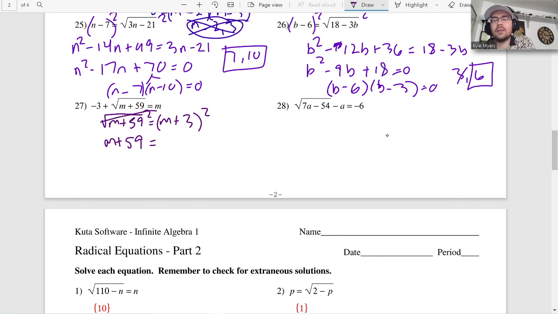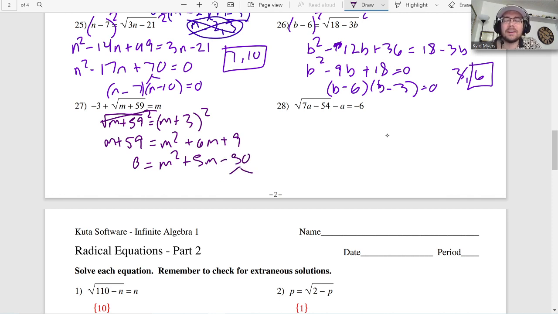So let's check it out. So that goes away there. This is m squared plus 6m plus 9. All right, we want to add or subtract something on both sides so that we get everything on one side. So we're going to subtract m on both sides, so plus 5m. We're going to subtract 59, so minus 50.